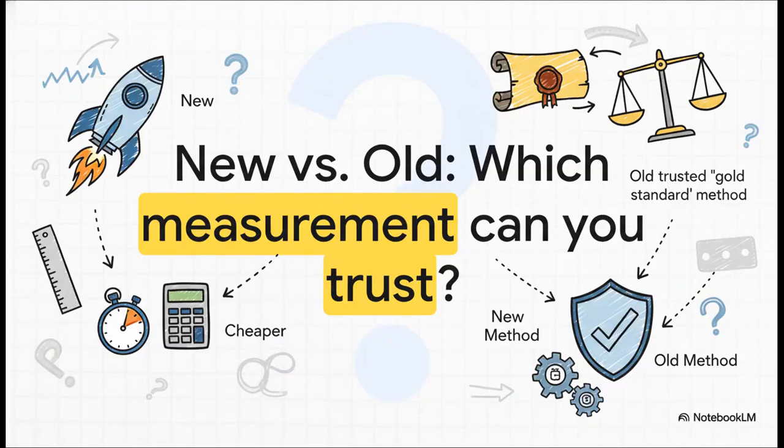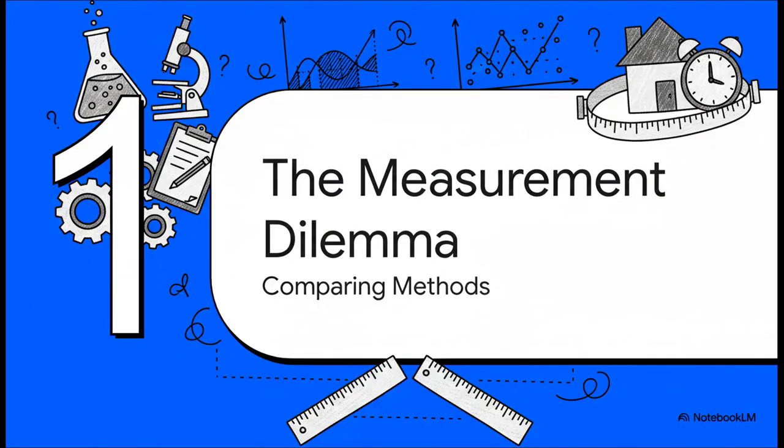So picture this. You've got a shiny new gadget that measures something faster or cheaper, but you've also got the old, reliable method, the one everyone trusts, the gold standard. The big question is, can you actually trust the new one? How do you know for sure that it's giving you the same results? And this right here, this is what we call the measurement dilemma. It's a problem that shows up absolutely everywhere, from cutting-edge science labs to everyday decisions.